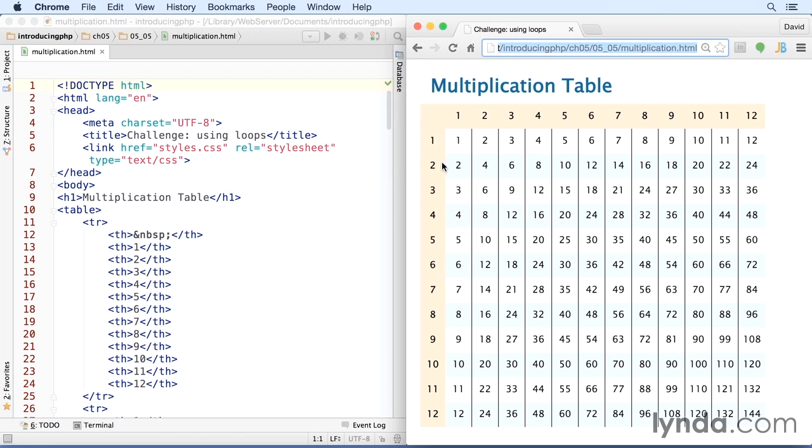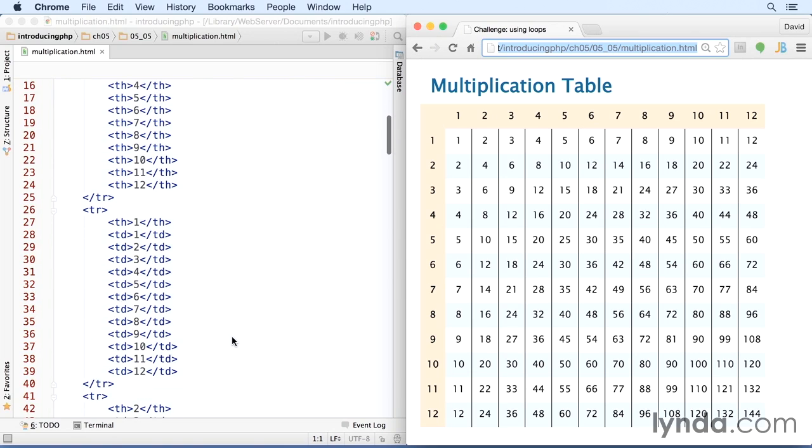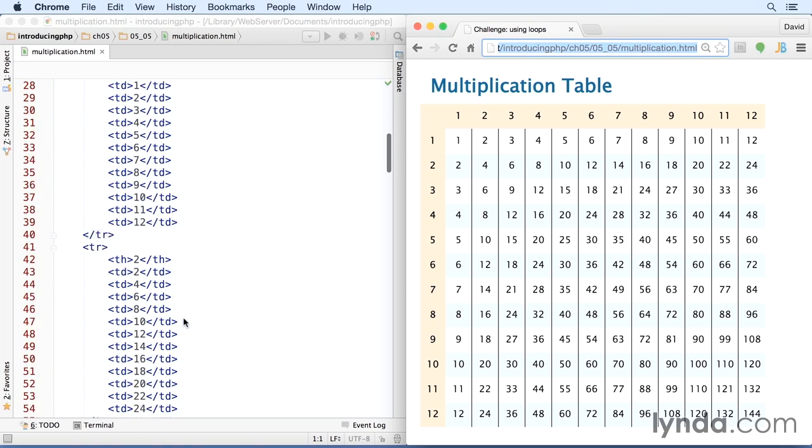It displays this multiplication table from 1 to 12. And if we look at the HTML, the first table row consists entirely of table headers. But if we scroll down, the next row, the first cell is a table header, but the remaining cells are all ordinary table cells. And that same pattern is repeated throughout. So there are 13 rows and 13 columns in all, a total of 169 cells. And in this version, all the table cells are hard-coded into the HTML.